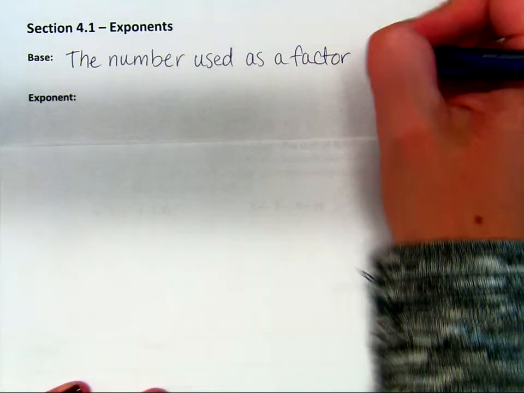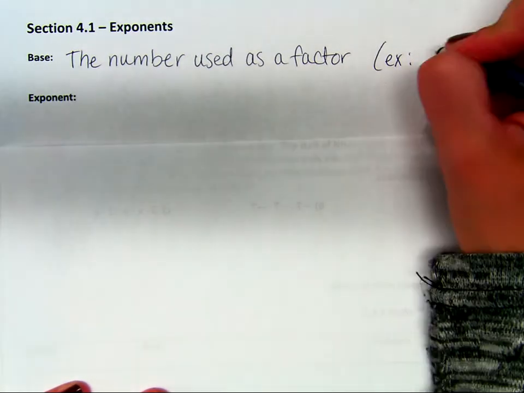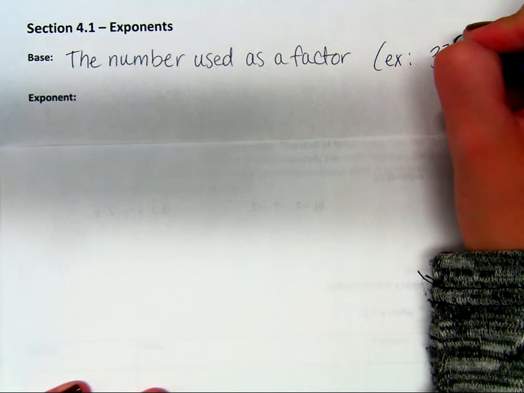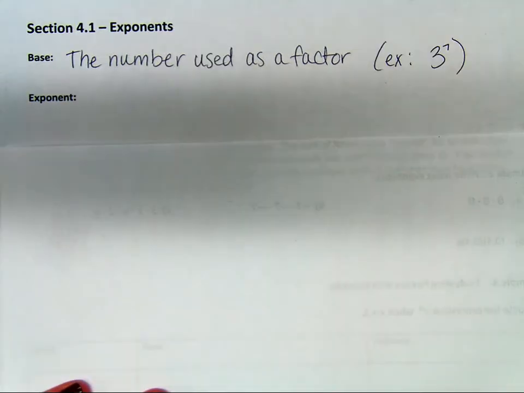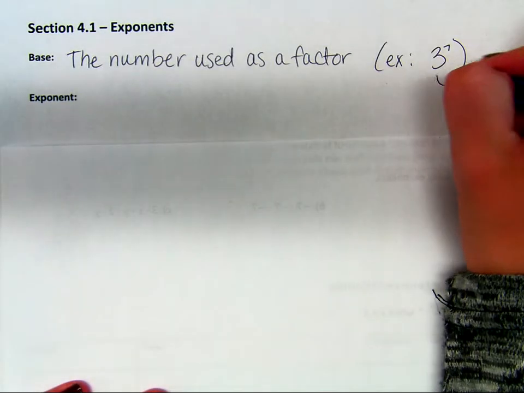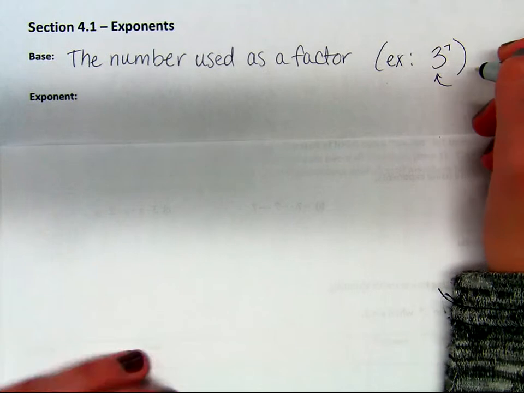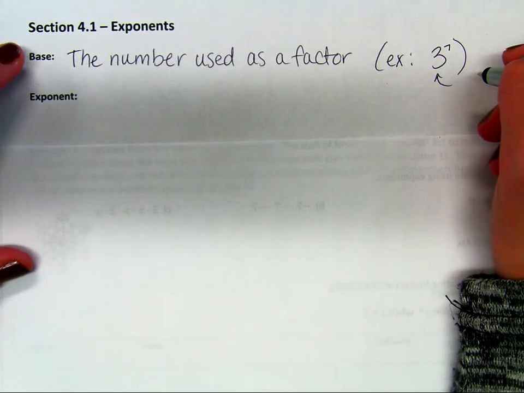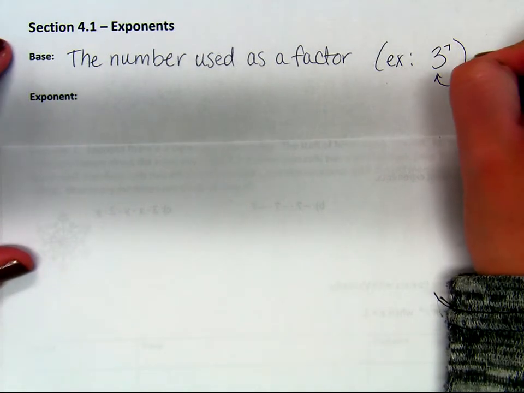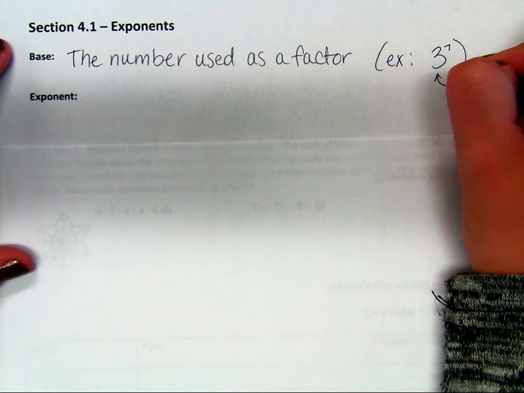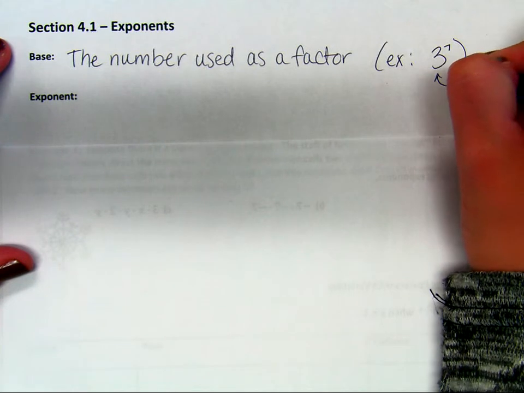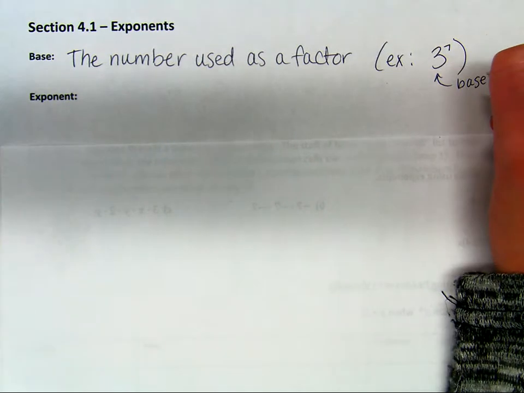For example, if I were to look at the expression 3 to the 7th power, my base is 3. So it's always the big number. If it helps you, base starts with a B, so does big. So the big number is the base. So in this case, it would be 3.